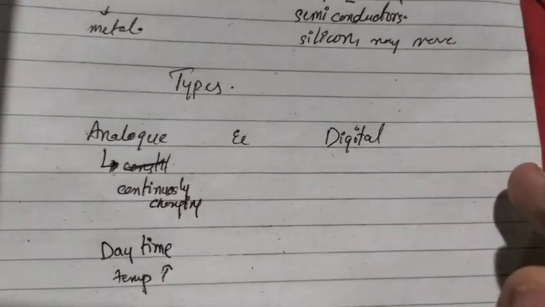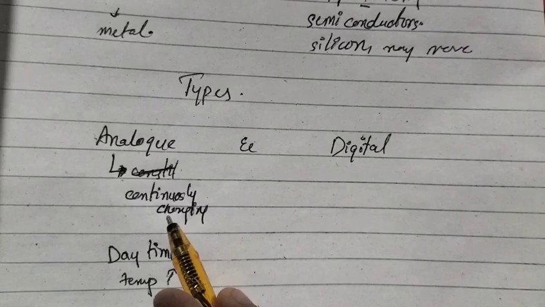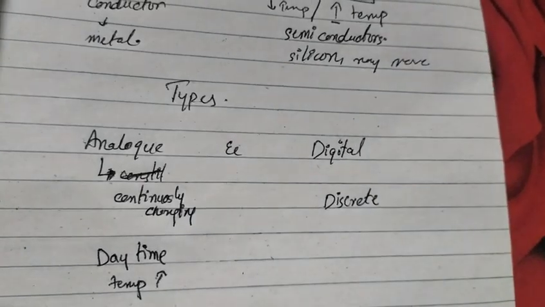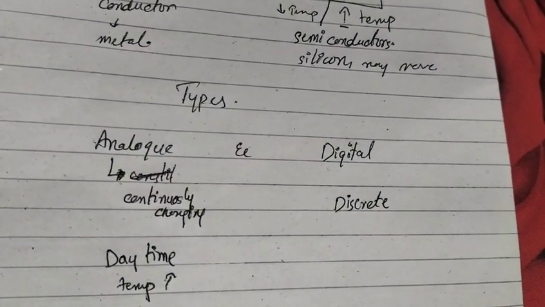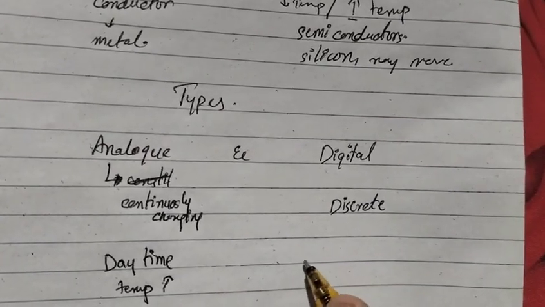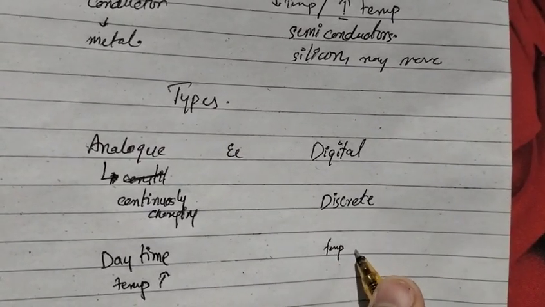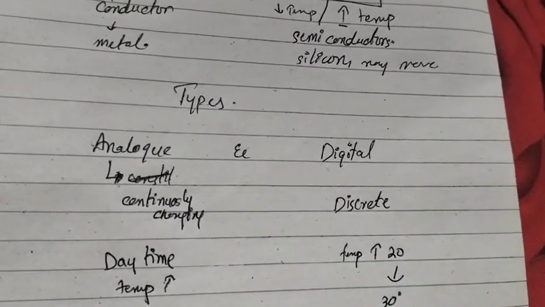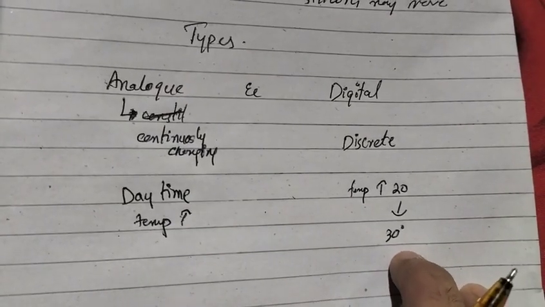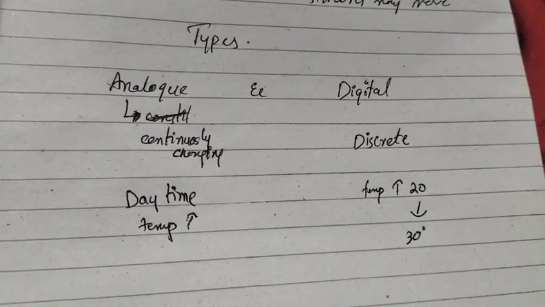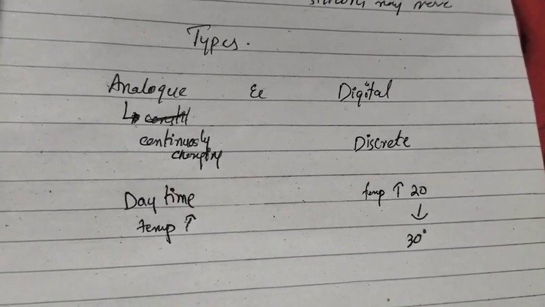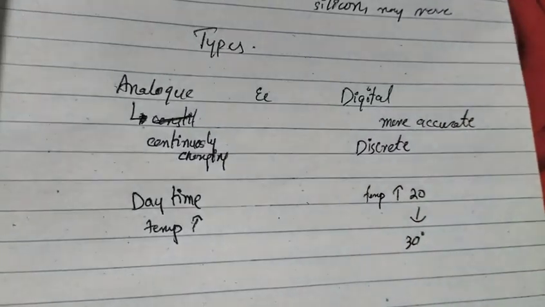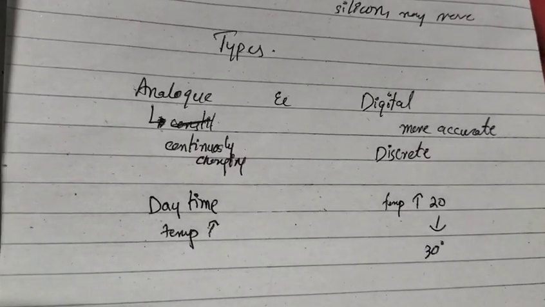While coming to digital, analog is continuously changing, but digital is discrete, meaning it is not changing continuously. It has a specific, particular value. For example, in the same daytime temperature example, the temperature is 20, then it becomes 30. It gives an exact particular value and is not changing again and again. That is called digital, and as we discussed, digital is more accurate than analog.